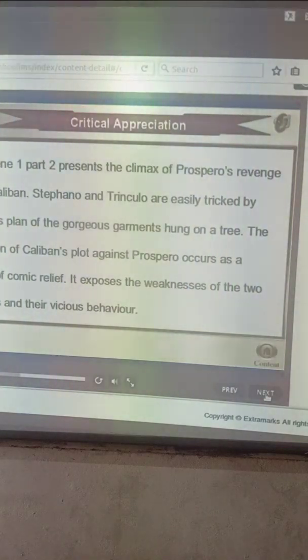Let us now critically analyze the second part of the scene. Act 4, Scene 1, Part 2 presents the climax of Prospero's revenge against Caliban. Stefano and Trinculo are easily tricked by Prospero's plan of the gorgeous garments hung on a tree. The culmination of Caliban's plot against Prospero occurs as a moment of comic relief. It exposes the weaknesses of the two drunkards and their vicious behavior.